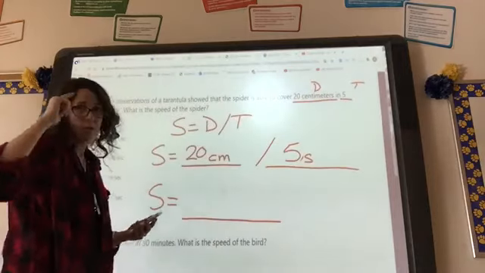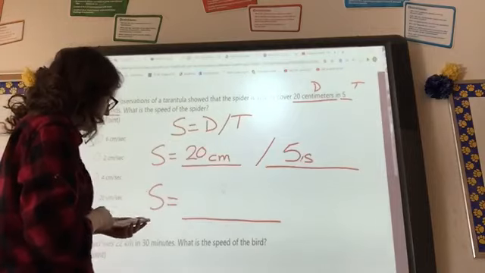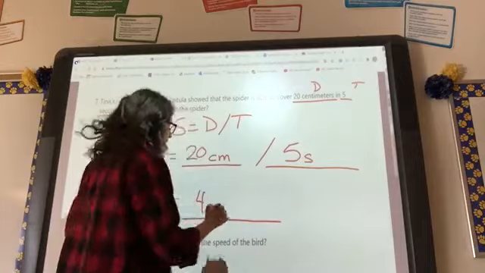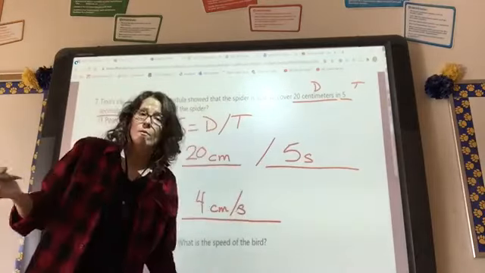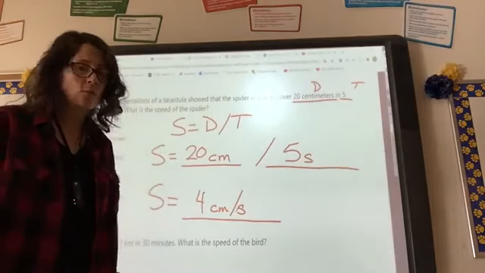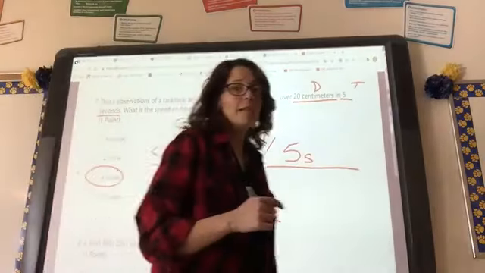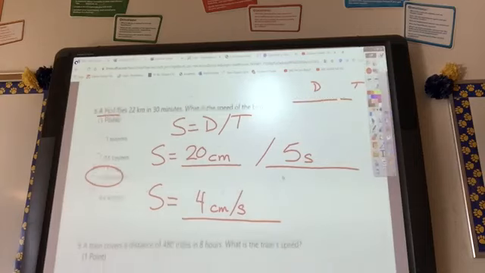So you want to do this math in your head? You're more than welcome to. 20 centimeters divided by 5 is 4. We need to bring our units down. cm per S. So the spider went 4 centimeters per second. Okay? There's your answer right there. Hopefully this is just becoming a habit to you now because it's just doing the math, just like density, only different numbers involved, right? Let's look at number 8.